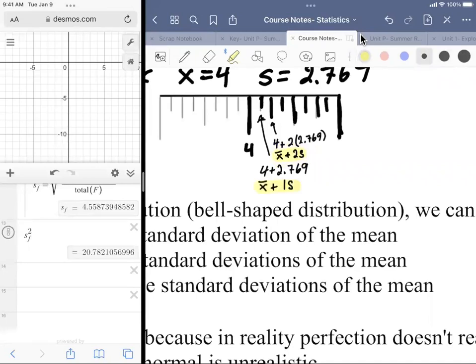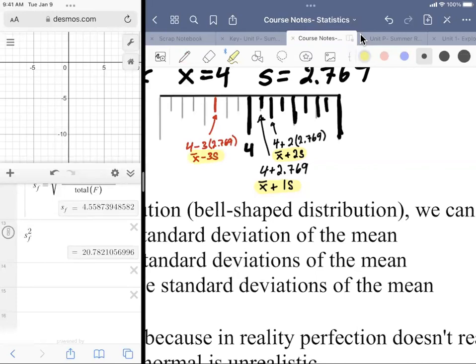All right, we could also go the other way. So for example, if I wanted to go to this location here, that's 3 steps to the left. So 1, 2, 3 steps. This one would be the same as saying 4 minus 3 of those standard deviations of 2.769. That's the same as saying X bar minus 3S. Very strange, but very useful, because the scale allows you to make a determination of spacing.